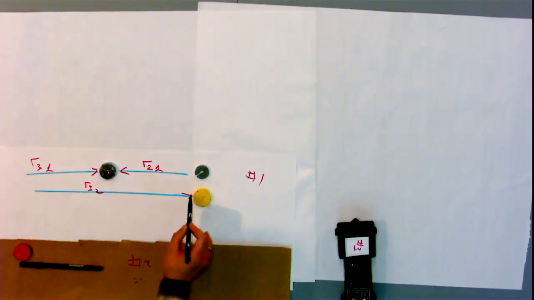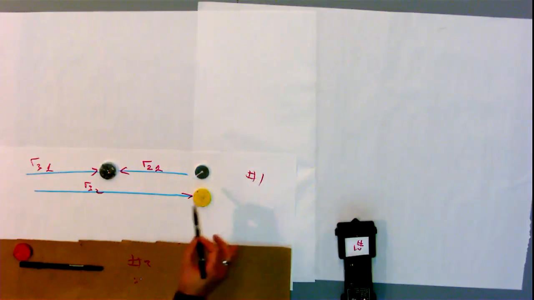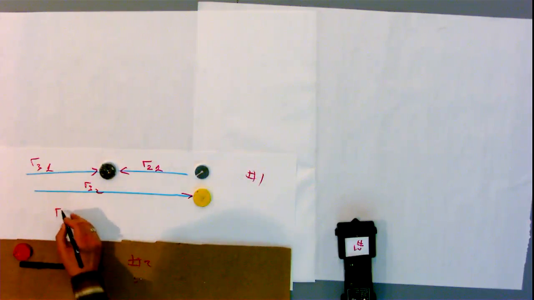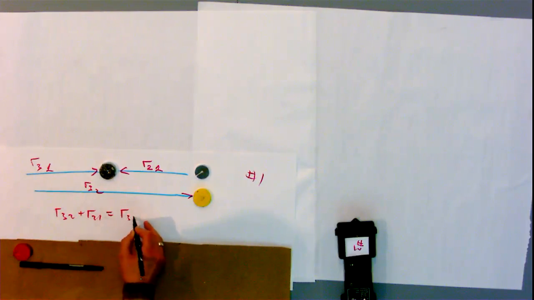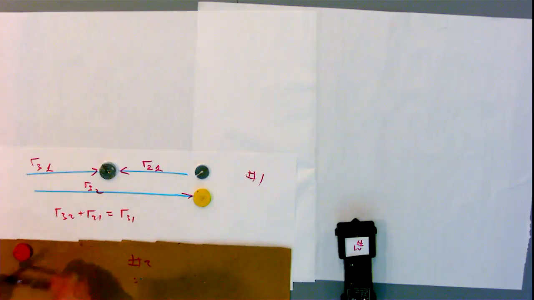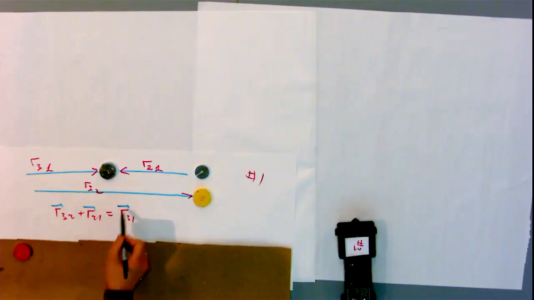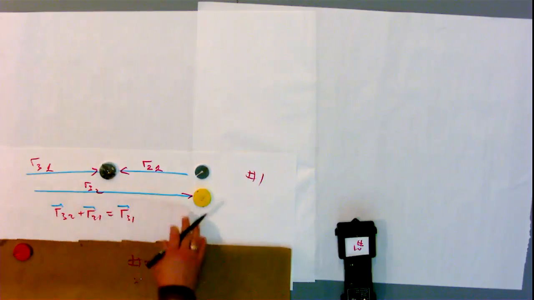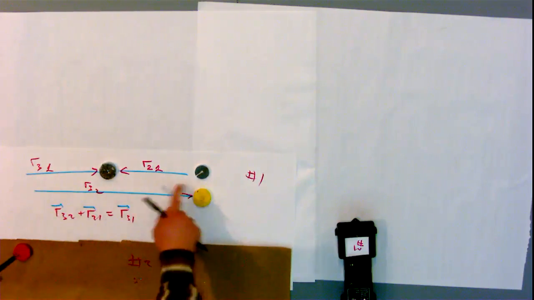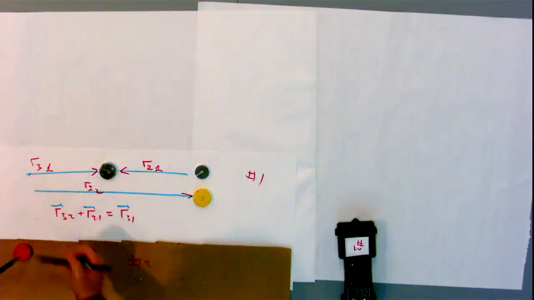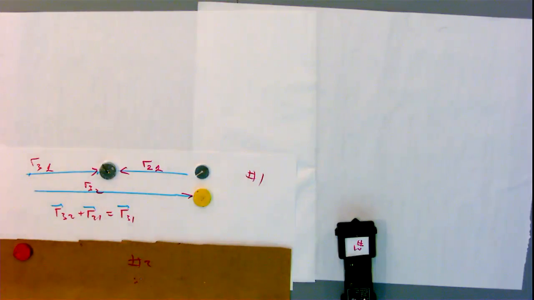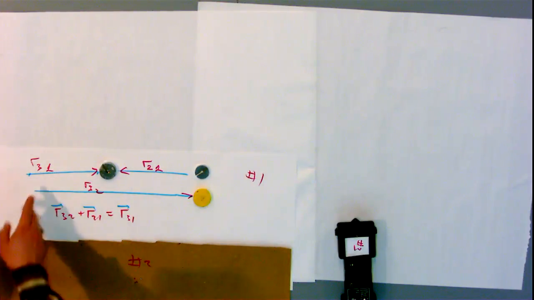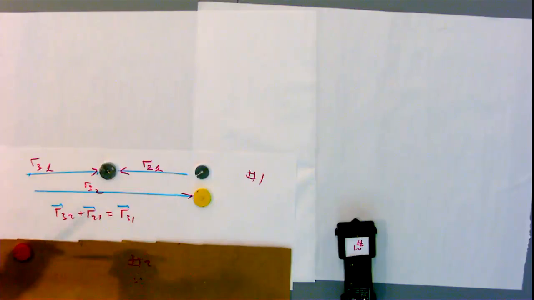according to the tail to head rule, R32 plus R21 still equals R31. The equation hasn't changed. We just have to keep in mind that we use vectors here. This is the tail to head rule. One arrow plus another arrow. This is the initial, this is the final location for this vector addition walk.